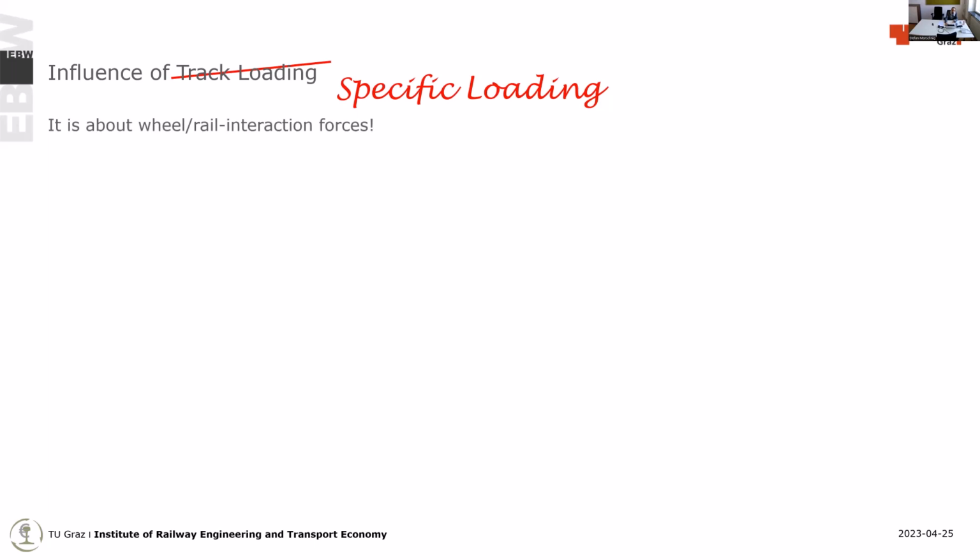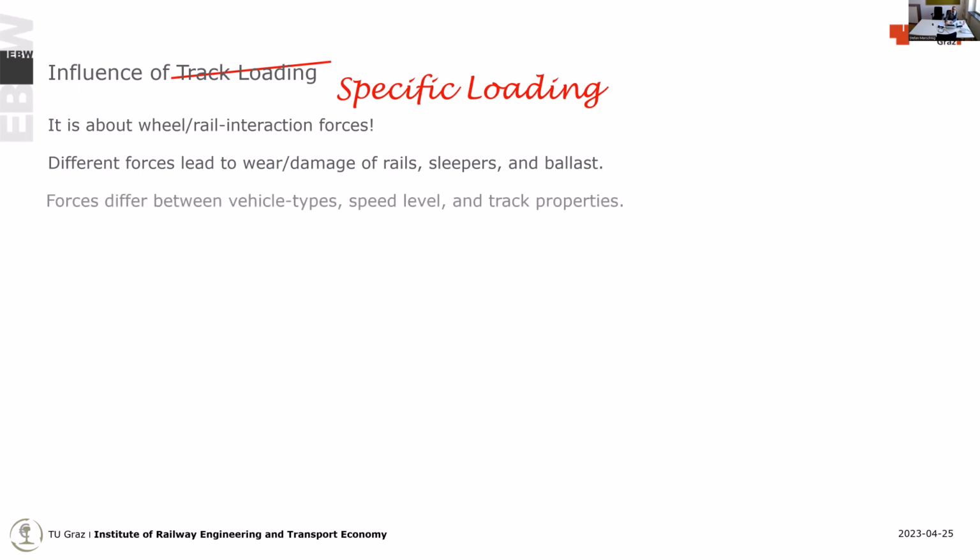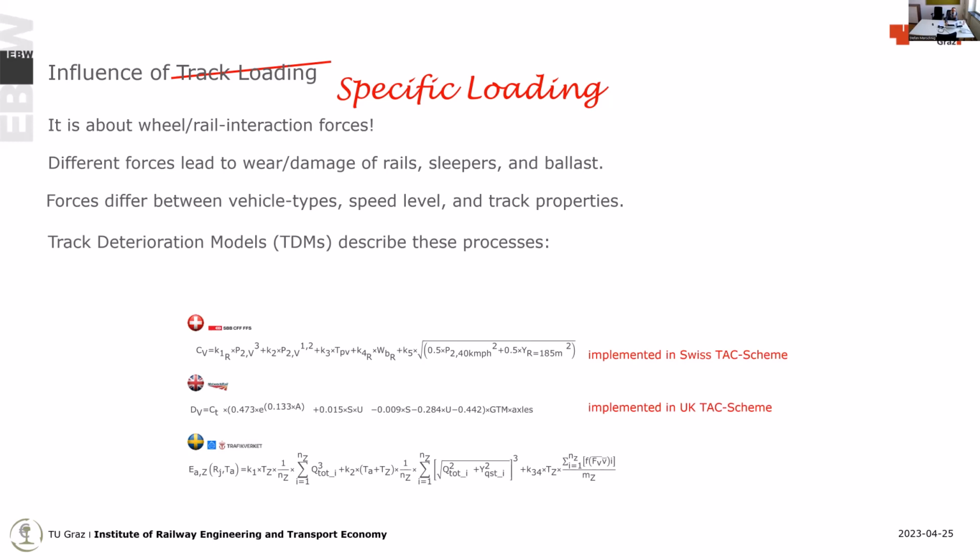In track engineering, we talk about wheel-rail interaction forces. We talk about different forces that lead to different damages on rails, on sleepers, on ballast. These forces differ between different vehicle types. They differ with the speed level and they differ with the track properties. So when you combine that, you would need a track model that describes those different processes. And this is not something we have to search for. There are such models existing.